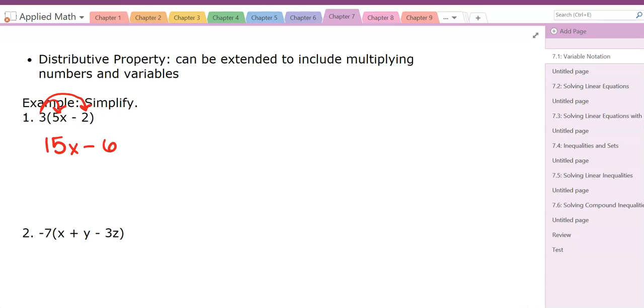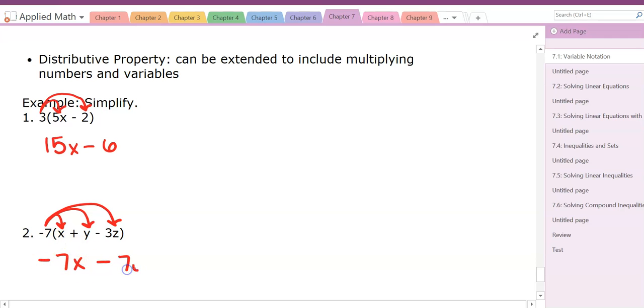If I look at the second one, I need to take negative 7 times everything. So that says negative 7x, negative 7y. And now negative 7 times negative 3 is going to make that last one become positive 21z.